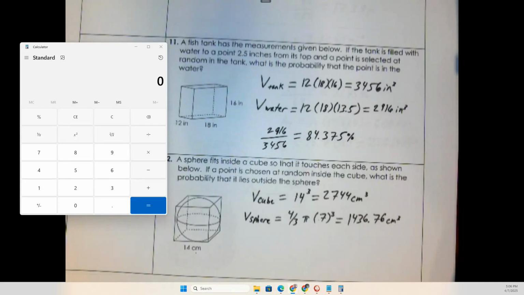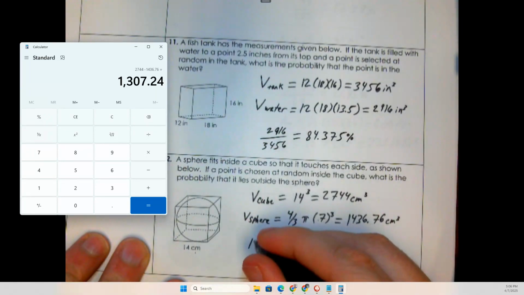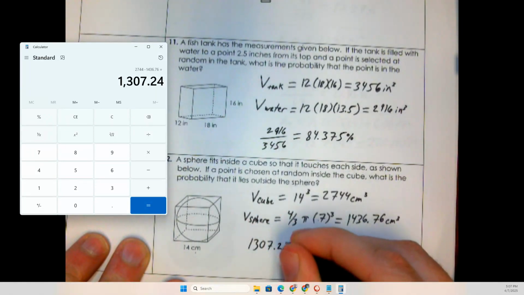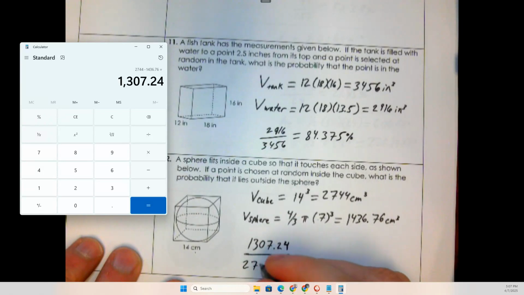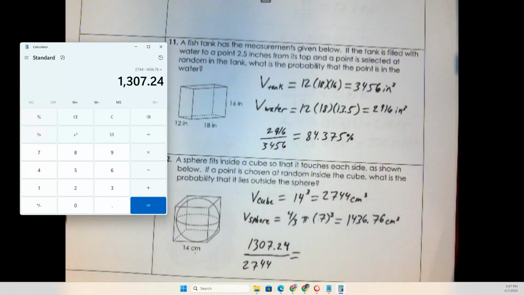So again, we want the volume of the cube that lies outside the sphere, so we're going to subtract them. So 2,744 minus 1,436.76, that gives me a favorable volume of 1,307.24 over the total volume of 2,744 cubic centimeters.